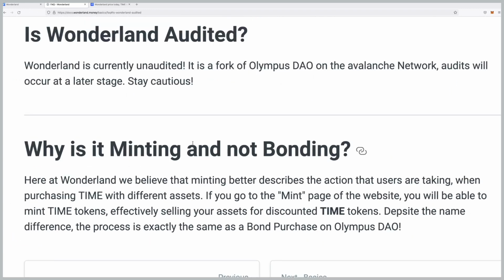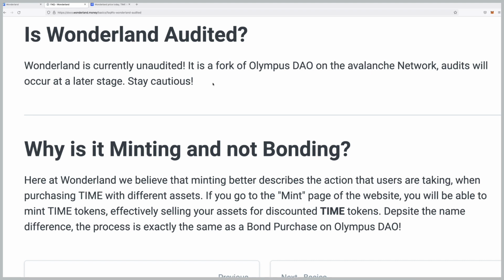Another point which they highlighted in their FAQ is: is Wonderland audited? So Wonderland is currently unaudited. It is a fork of Olympus DAO on the Avalanche network. Audits will occur at a later stage. Stay cautious. So they're admitting that they don't have audits, and this is considered a warning.